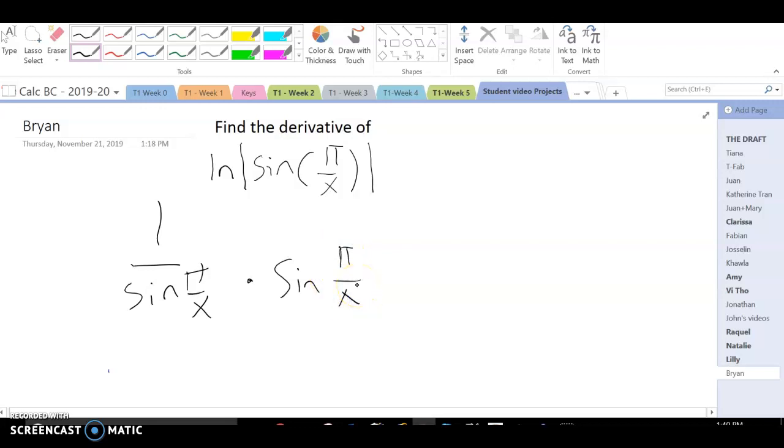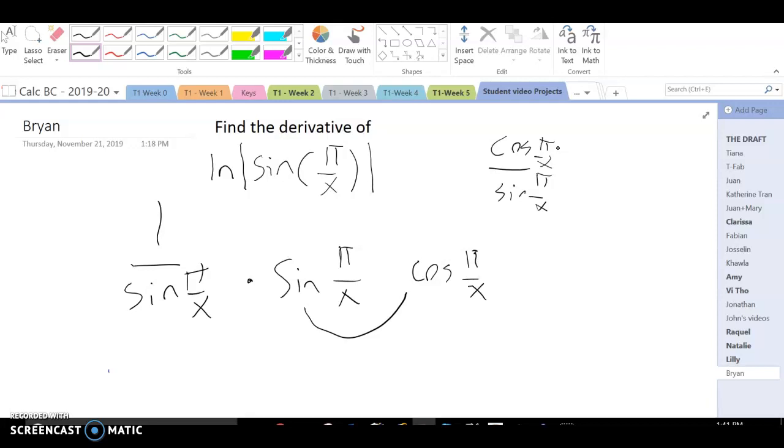Now that we have this, we also multiply by the inner and get the derivative of sine to be cos of pi over x, which you multiply to get cos of sine of pi over x, both respectively. And once we get that, we multiply by the derivative of the inner, pi over x. So you get pi times cos of pi over x over sine of pi over x.